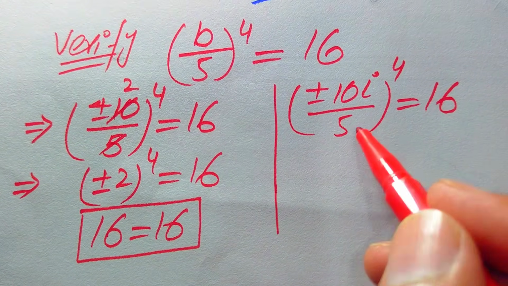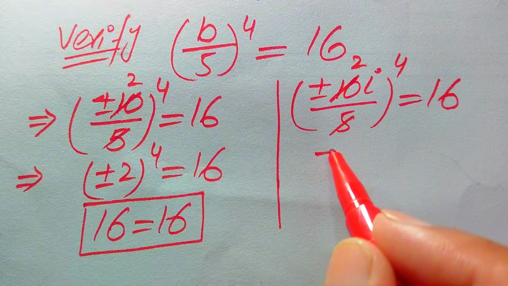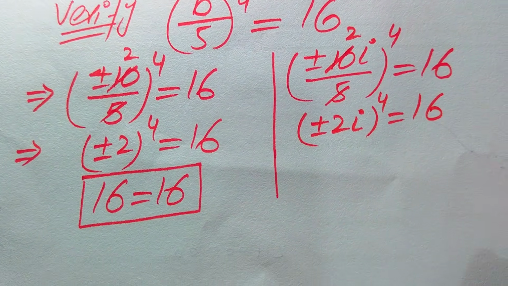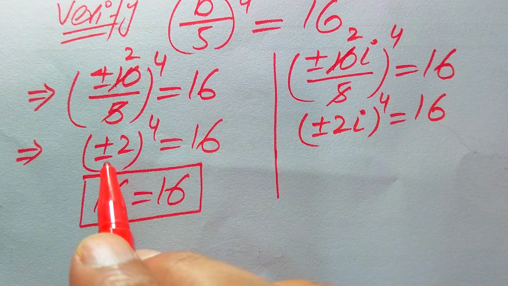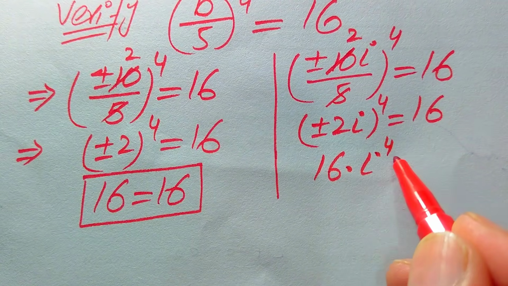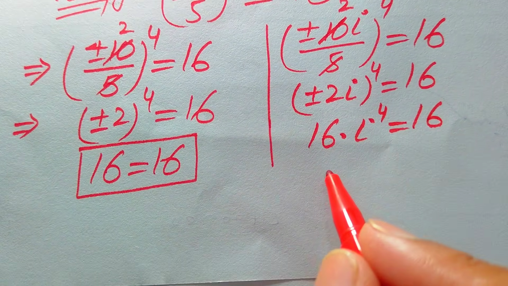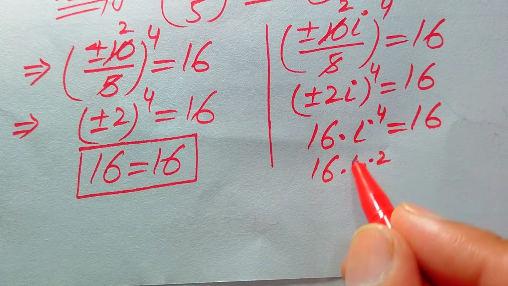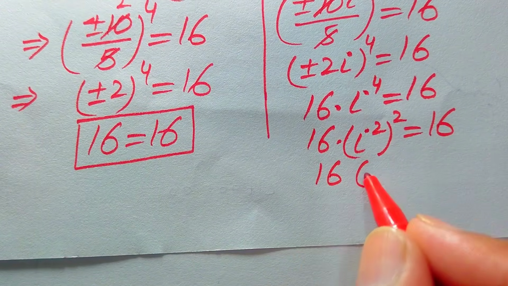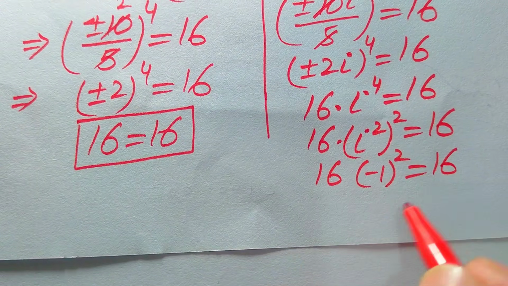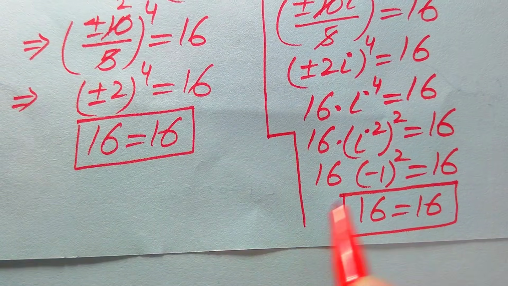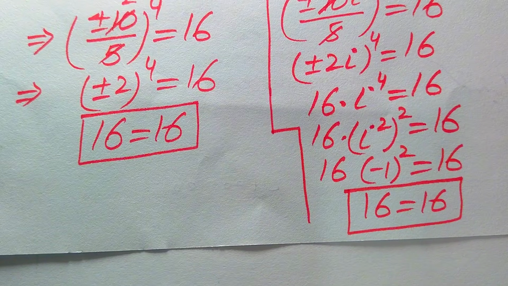In the same pattern, we verify these values. This is again 5 times 2 becomes 10, and we get plus minus 2 iota and its whole power 4 equals 16. And again you see that plus minus 2 to the power of 4 is 16, and we get 16 times iota to the power of 4 equals 16. And you know that iota to the power of 4 is written as iota square and its whole square, and iota square equals minus 1 square equals 1, so we easily get 16 equals 16. This shows that the second value also satisfies our given question statement.